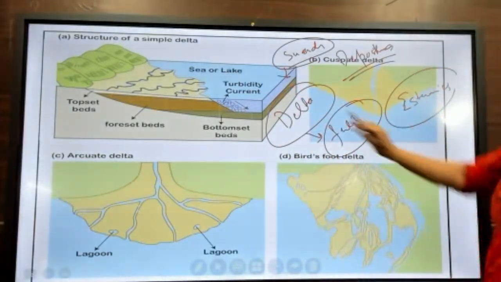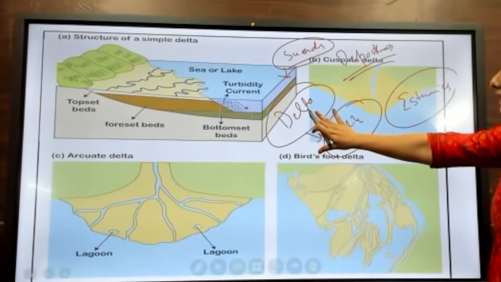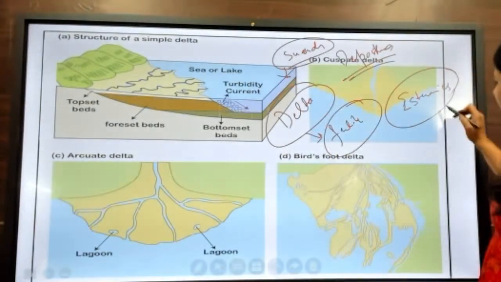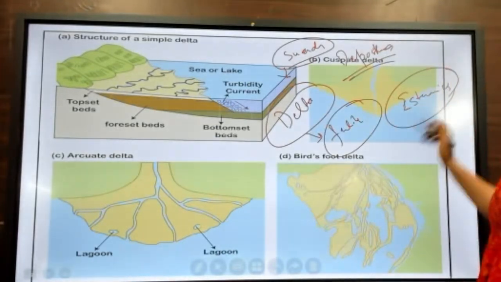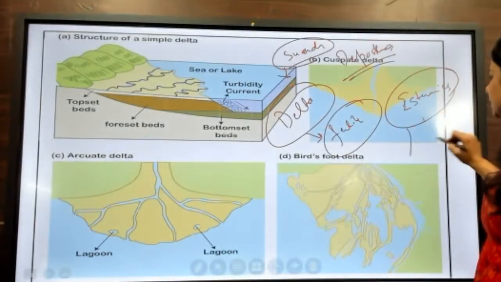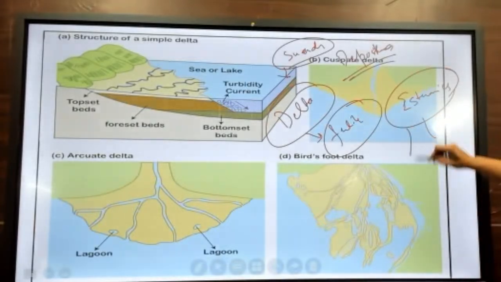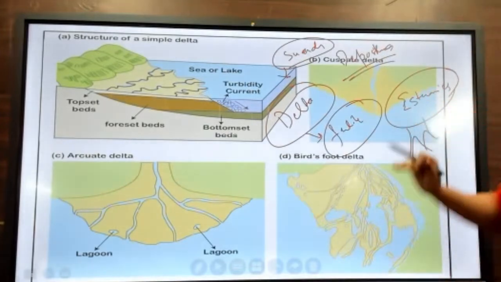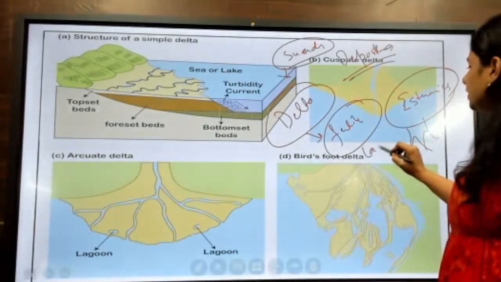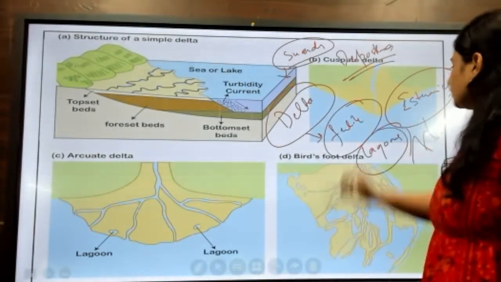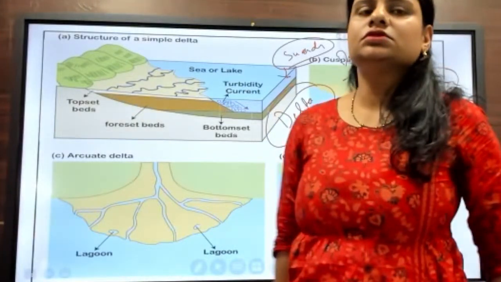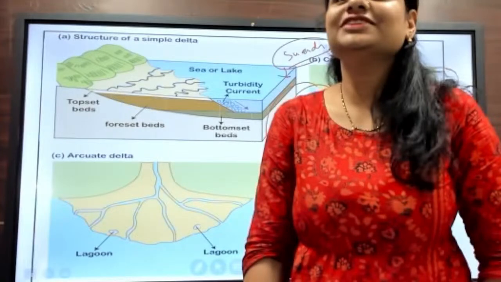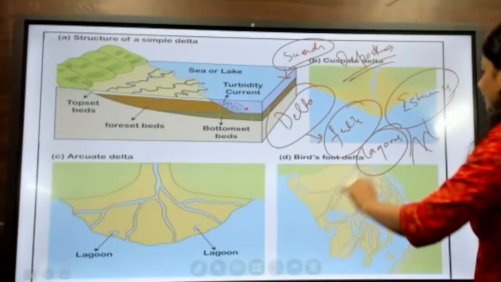That means in a delta also the river will meet the ocean or sea, right? In an estuary also the river will go and meet the ocean. But here the mouth of the river and the ocean water will continuously be coming together. Have you heard something about lagoons? What is the meaning of lagoons? Lagoons are found in deltas. Okay, what is a lagoon?